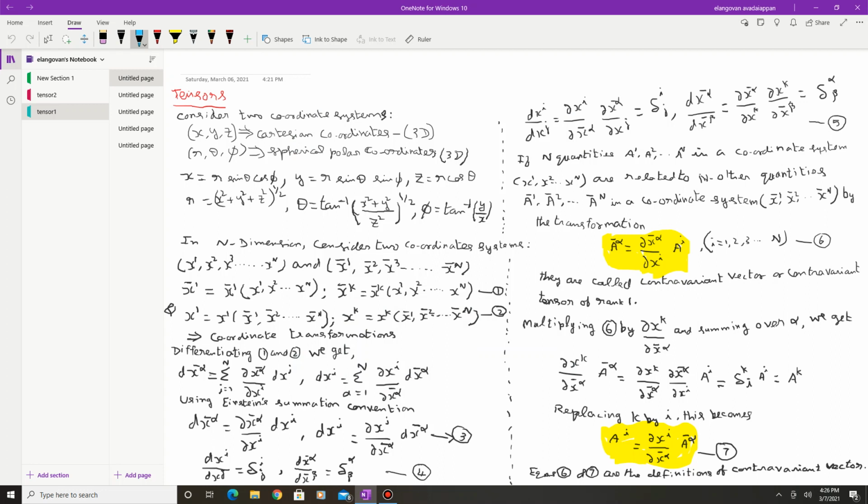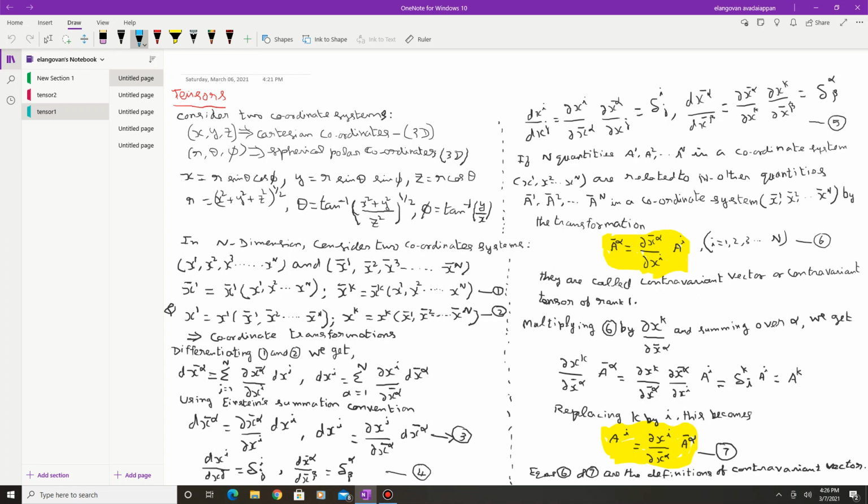Now we are going to discuss tensors. Now let us consider two coordinate systems. One is a Cartesian coordinate system, which is x, y, z. So this is Cartesian coordinates in 3 dimensions. Now let us also consider another 3-dimensional coordinate system, which is spherical polar coordinates, which is r, theta, phi.